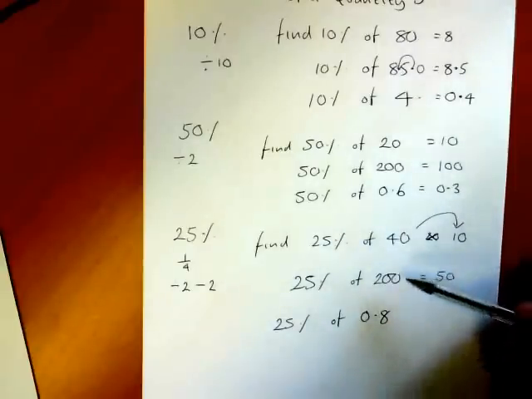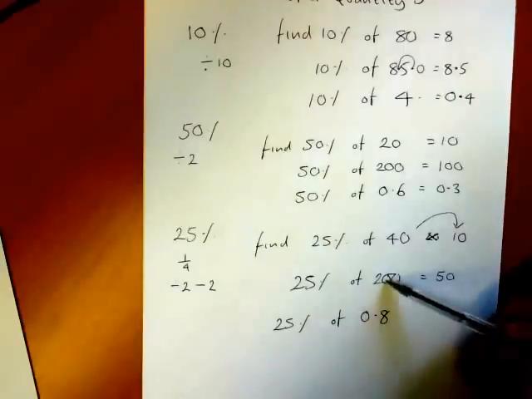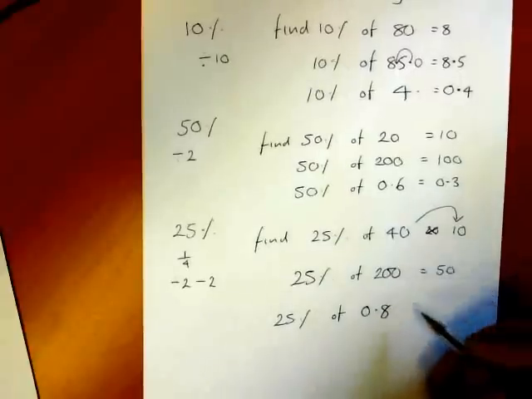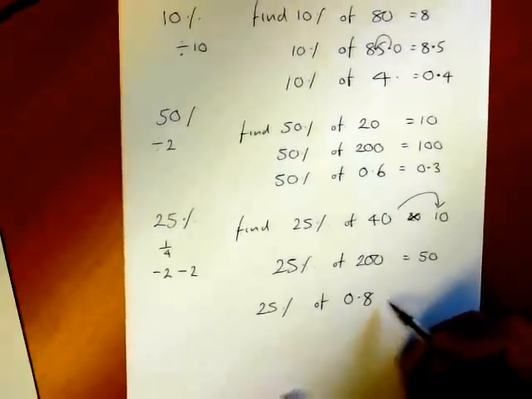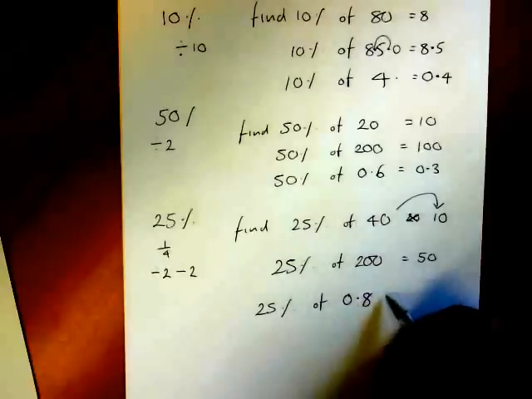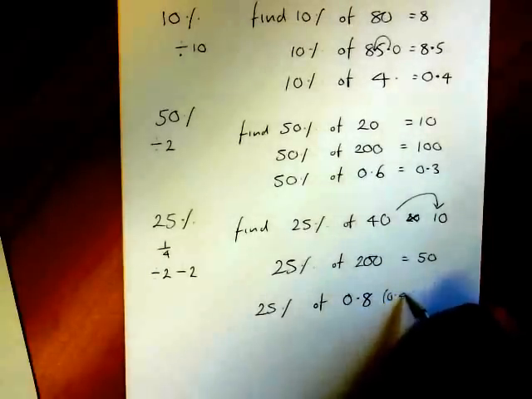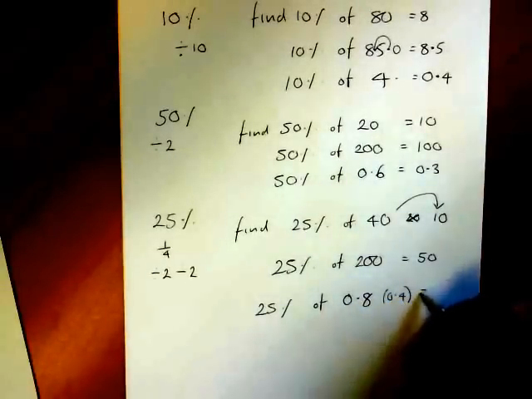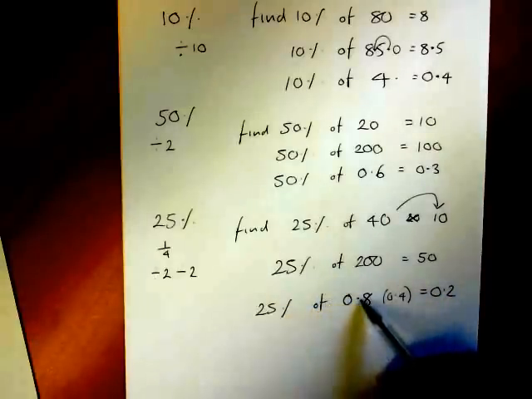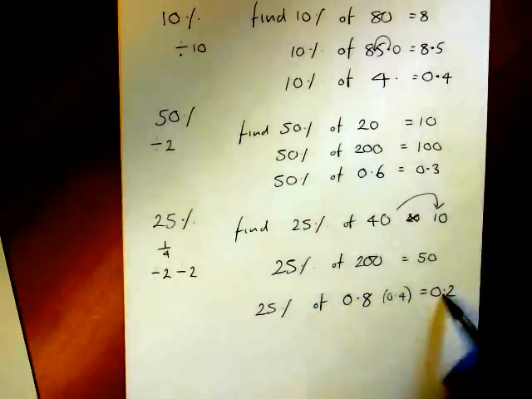Okay, so I'll say that again. Half of 200 was 100, and half of 100 is 50. So finally, we'll look at 0.8. We use the same method. 0.8, half of that is 0.4, and half of 0.4 is 0.2. So 25% of 0.8 is 0.2.